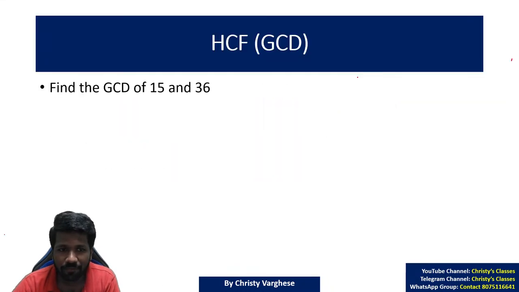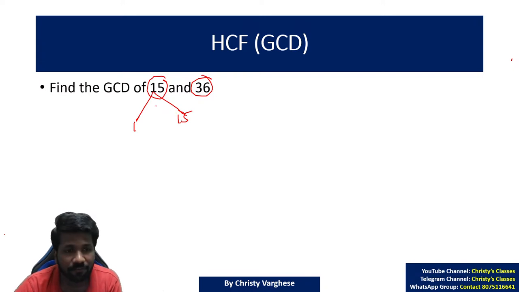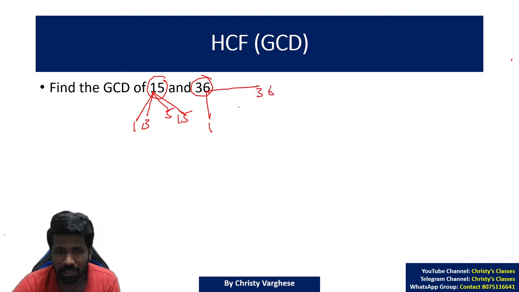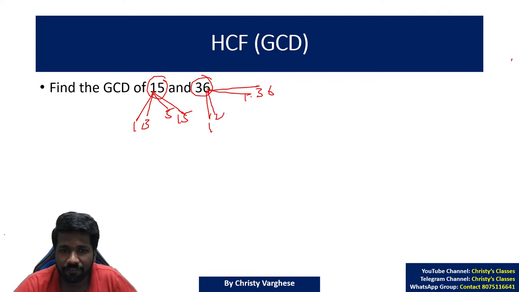For example, if I take the numbers 15 and 36, which are the factors of 15? 1 into 15 is 15, so 1 and 15 are factors of 15. 3 into 5 is 15, so 3 and 5 are factors of 15. Similarly, for 36, 1 into 36 is 36, so 1 and 36 are factors. 2 and 18 are factors. 3 and 12 are factors. 4 and 9 are factors. Finally, 6 is also a factor.